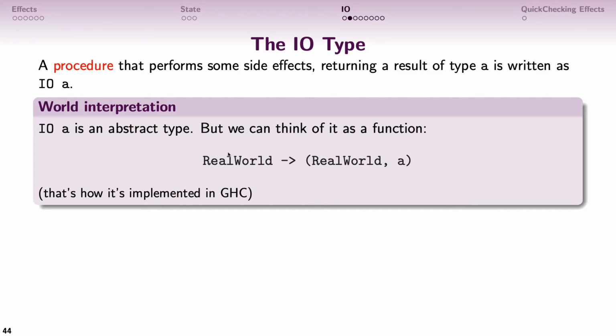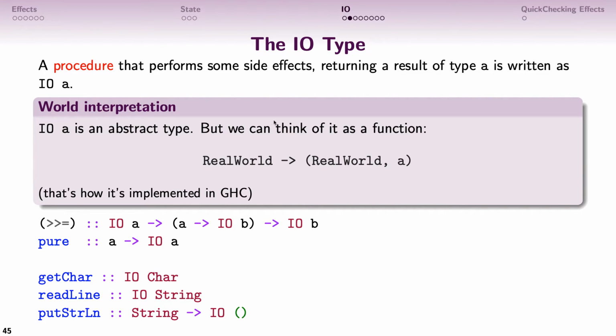But there are many different ways of viewing the I/O type, and none of them are wrong. Essentially, IO A is a procedure that will do some side effects and return an A when you execute it. Now, it's worth noting that this execution, when I execute an I/O action, is not the same thing as evaluating the function that returns it. If I look at, say, putStrLn here, which is a function of type String to an I/O procedure, then if I give putStrLn a string, it doesn't print anything. It just returns to me the procedure to print that string.